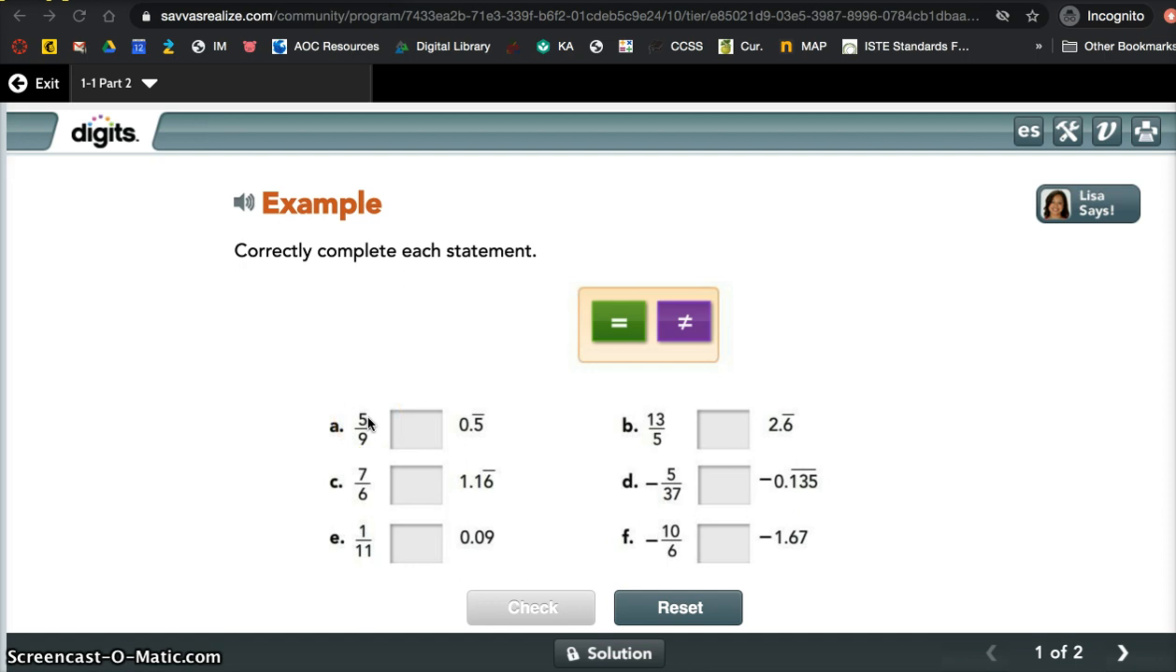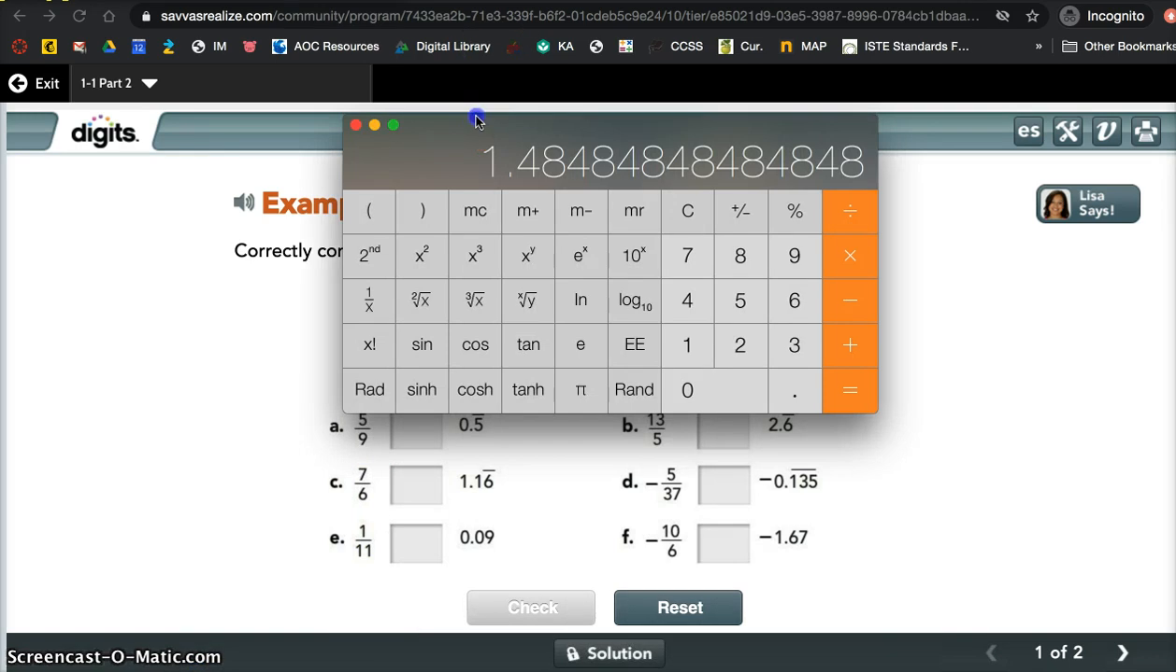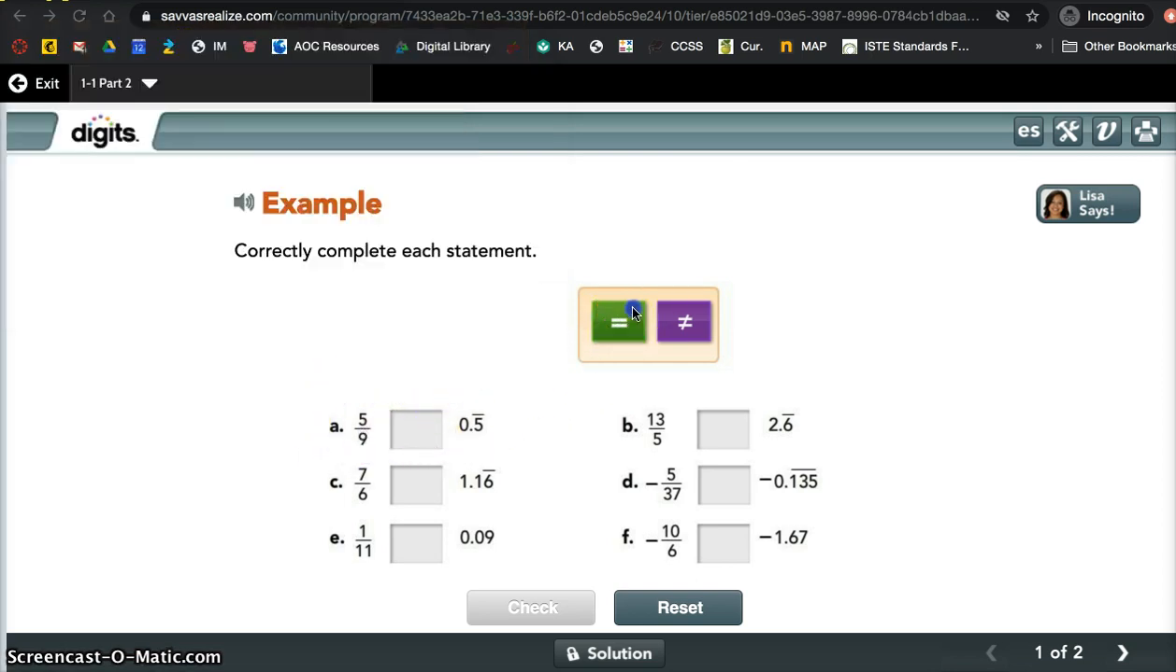So now we're going to move on to example 2, and here they want us to decide whether or not each one of these statements is equal or not equal to each other. So we're going to start with this first one, which is 5 over 9. And this means 5 divided by 9. And for the sake of time today, I'm going to use a calculator to do this. So I'm going to say 5 divided by 9 is 0.55555 repeating. So that means 0.5 repeating and 0.5 repeating are equal to each other.